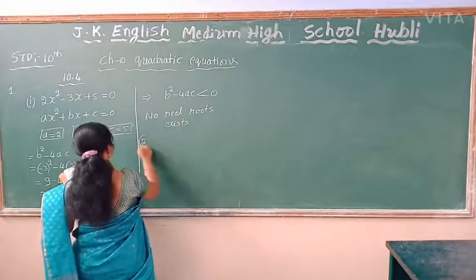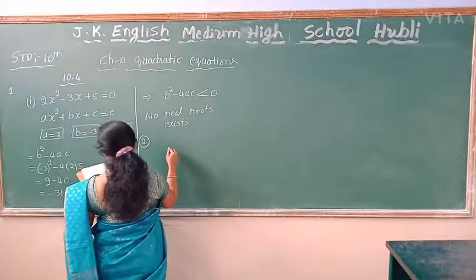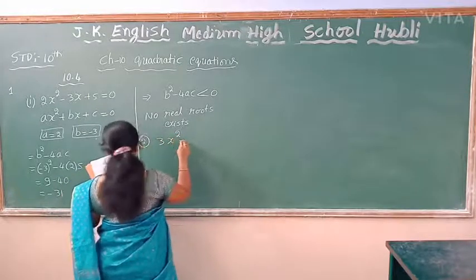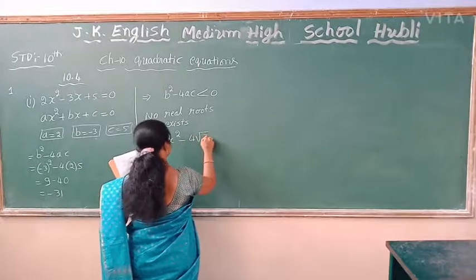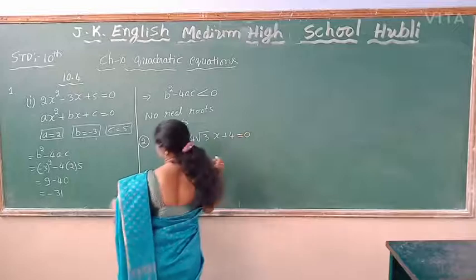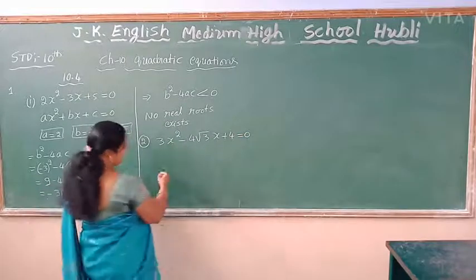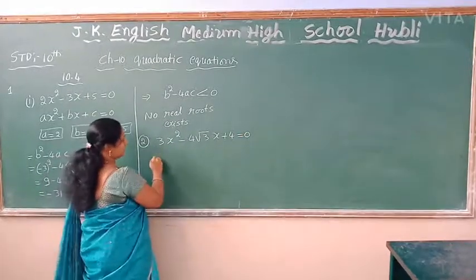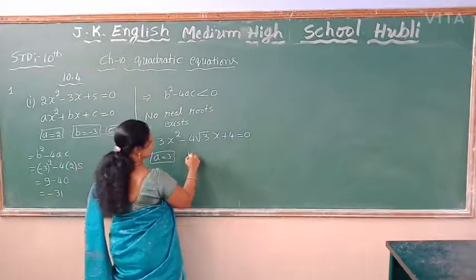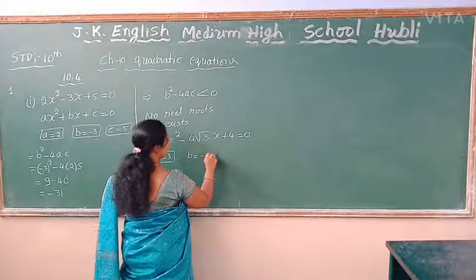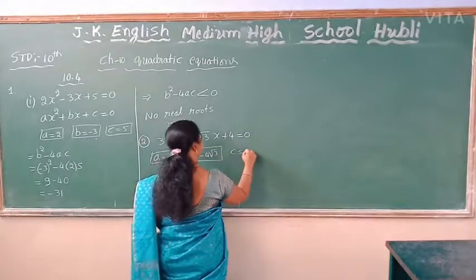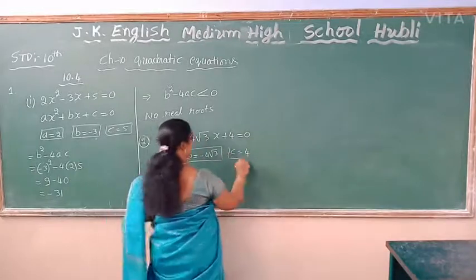Next, the second question is 3x square minus 4 root 3 x plus 4 is equal to 0. In the same way, children, find the values. The a value is 3, the b value is minus 4 root 3, and the c value is 4.